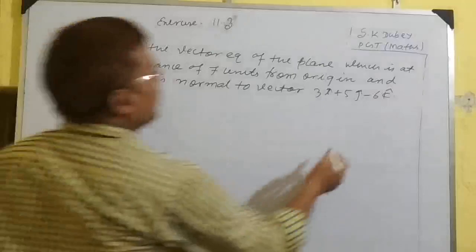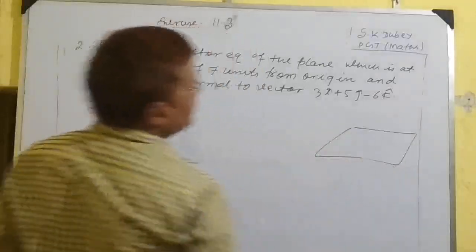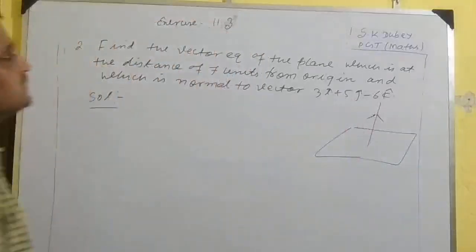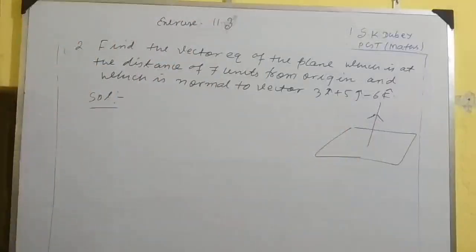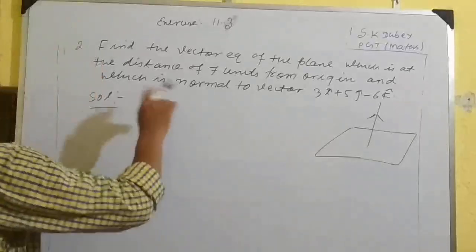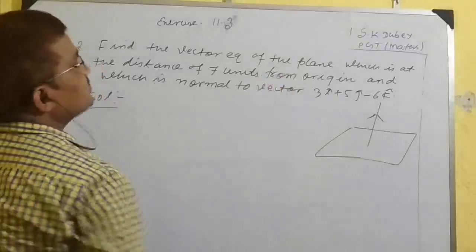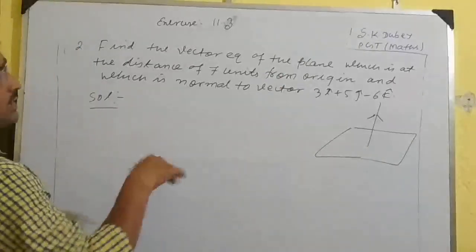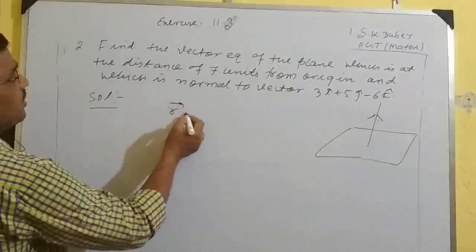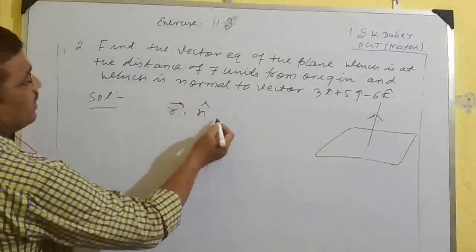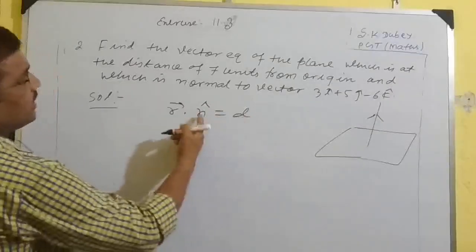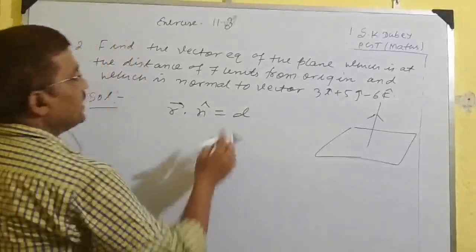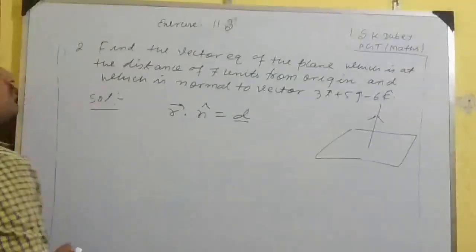Any vector perpendicular to the plane is 3i plus 5j minus 6k, and the perpendicular distance from the origin is 7 units. If we write the equation of the plane in normal form, that is r dot n cap is equal to d. Here n cap is the unit vector normal to the plane and d is the perpendicular distance from the origin.